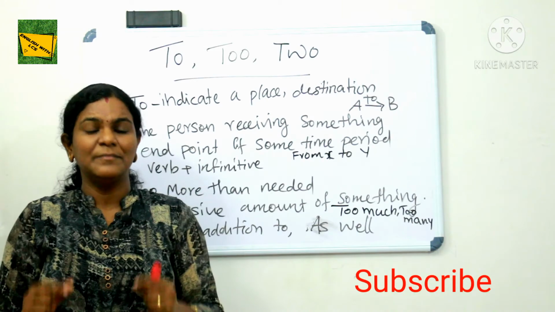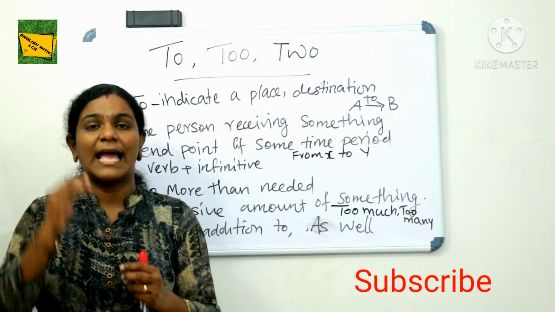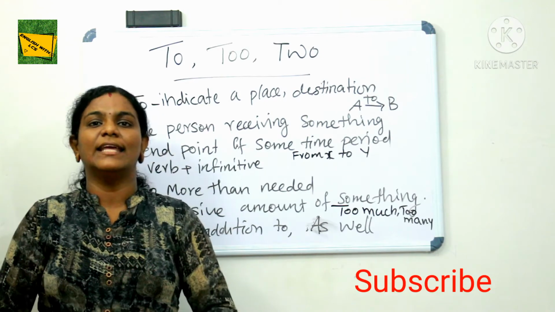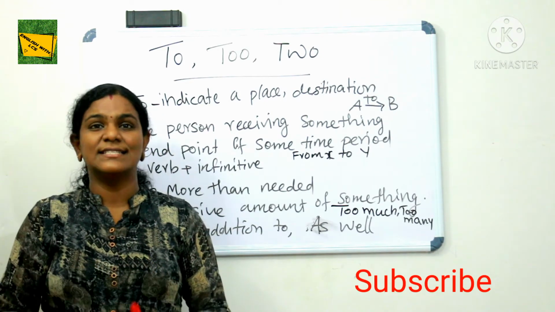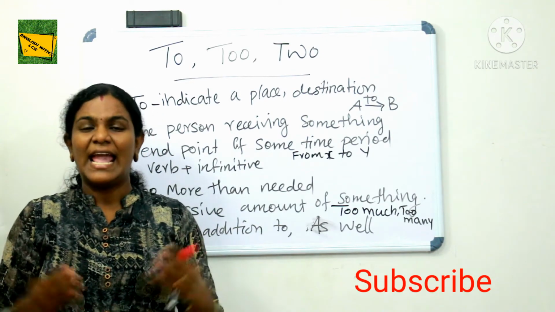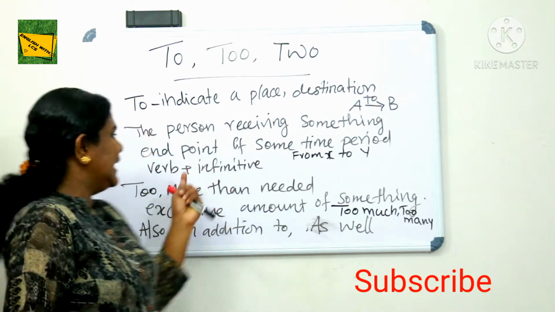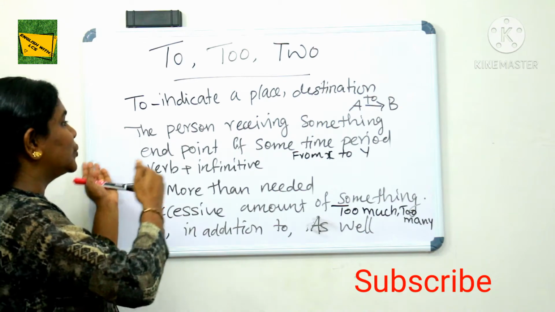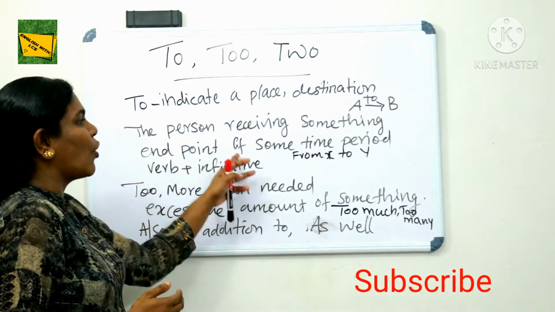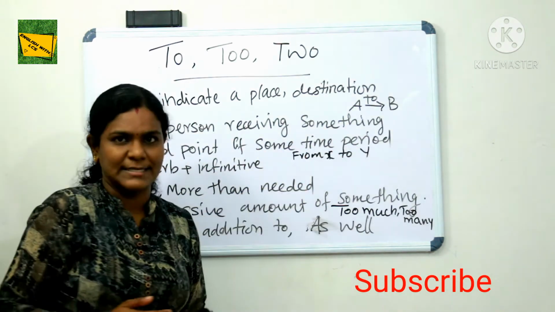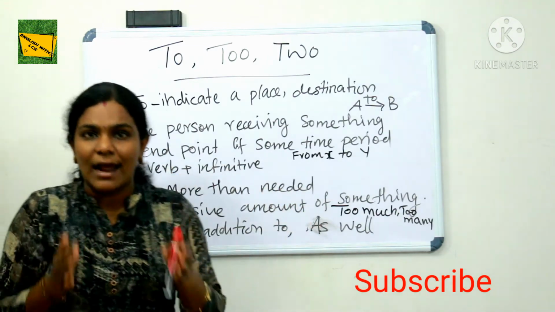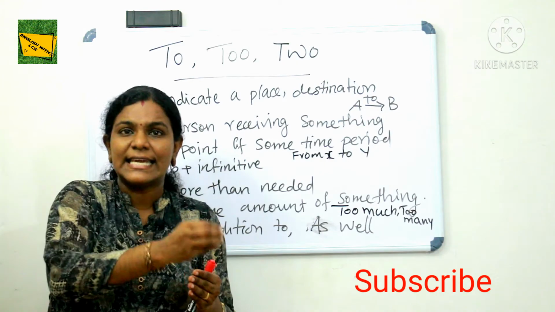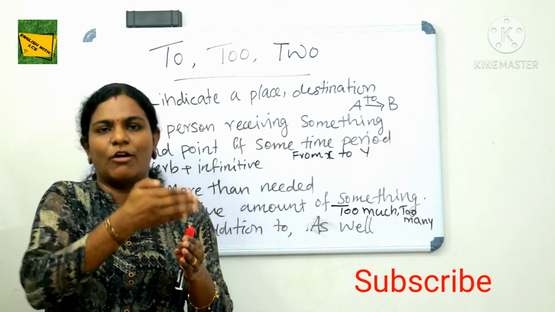So what we are doing, we are adding two verbs and we are making the second verb an infinitive by adding "to" with it. So that is the third usage. And the next one is that if we wanted to point out an end point of some time period, that means you have started something from one time period and you wanted to indicate the end point of that time.